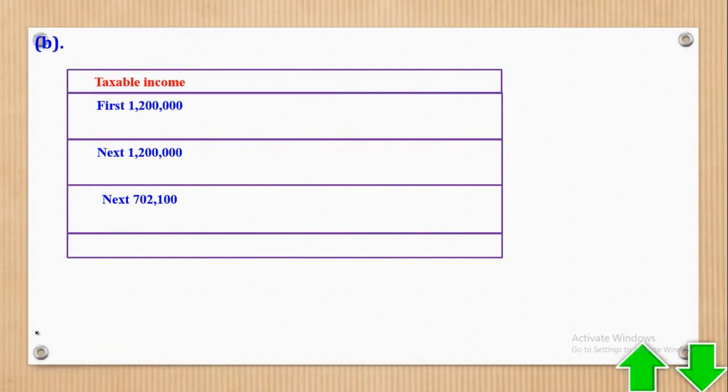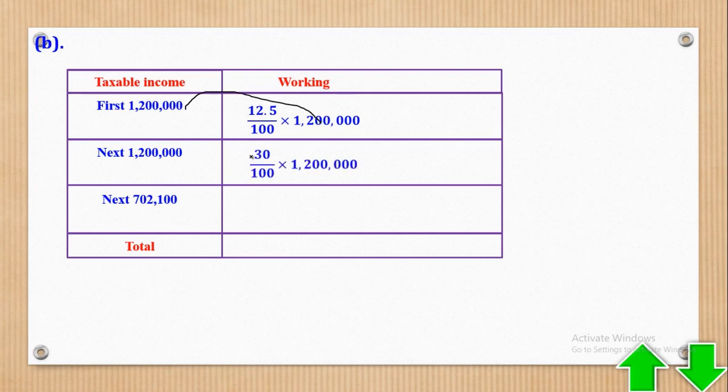Now from the structure, we saw the percentages. So the working, we will need the percentages. For the first 1.2 million, the percentage was 12.5. So the calculation would be 12.5 over 100 multiplied by this. Then for the next, the percentage was 30, so 30 over 100 multiplied by that. The next percentage was 36.5, so 36.5 over 100 times that. So that is the working.